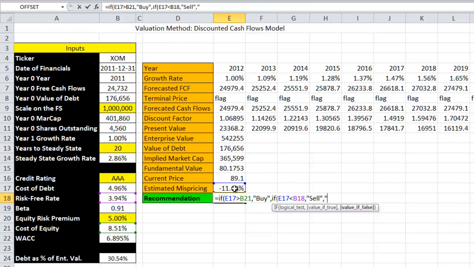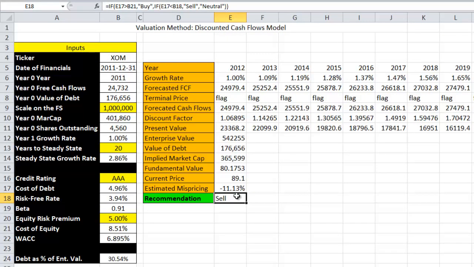If it's anything else, we would just want to be neutral. So if this expected mispricing is between the risk-free rate and the cost of equity, we'll call it neutral or hold. Close the parenthesis, make it look like that. All right, now you're essentially done with the assignment. The only thing that's left to do is to format it.